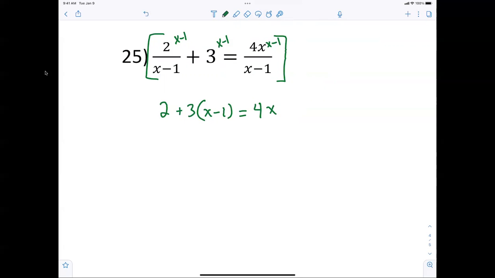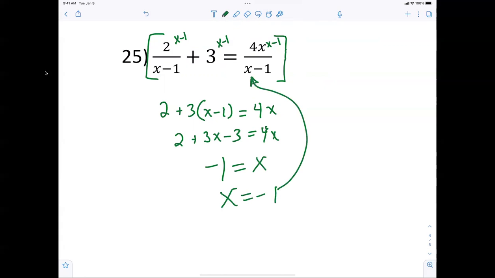Well, I'm not sure yet. Is that what we got, right? 2 plus 3x minus 3 equals 4x, right? Move that, negative 1 equals x. Is that an okay answer? Yeah, it's okay.